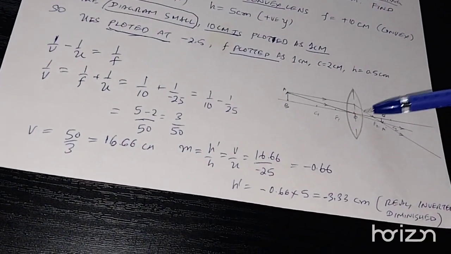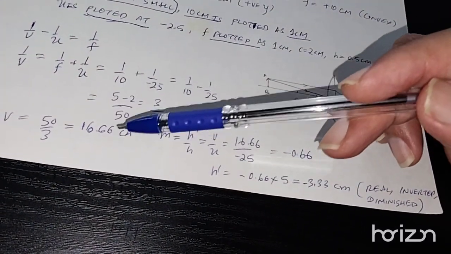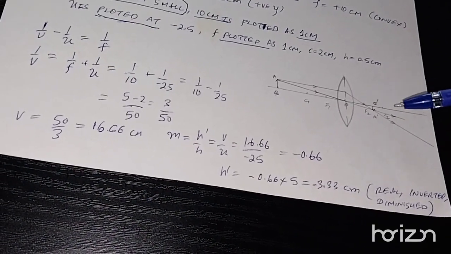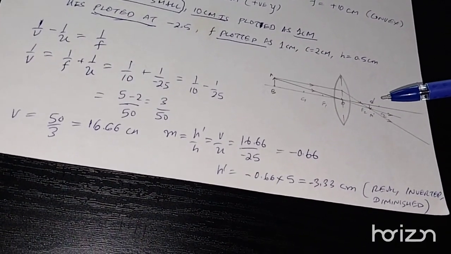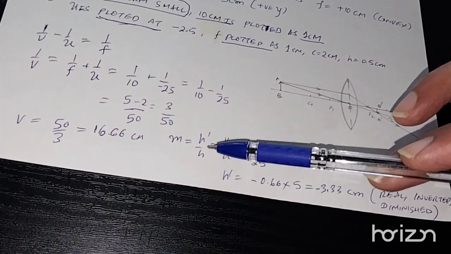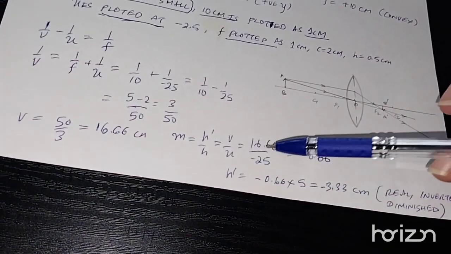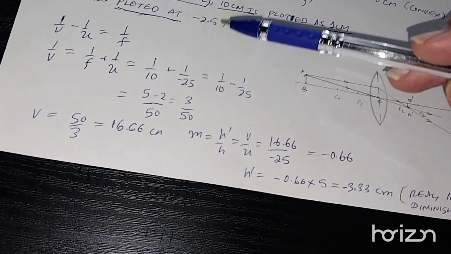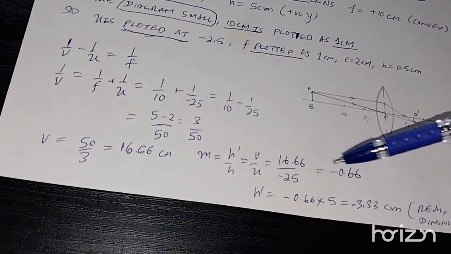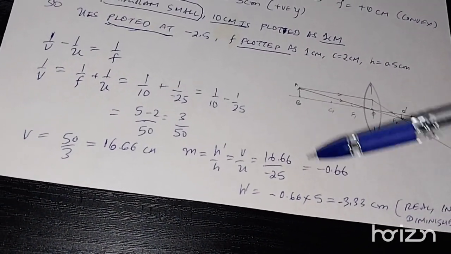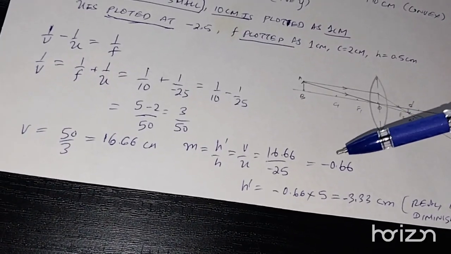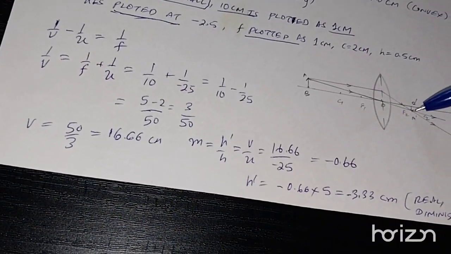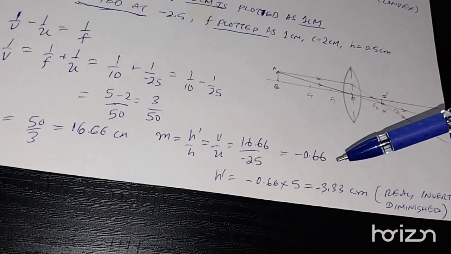So as you can see, the image is formed along the positive x-axis. It is positive 16.66 centimeter. What is the magnification? It is h dash by h, that is equal to v by u, where v we have calculated to be 16.66 and object distance is minus 25. That is equal to 16.66 by 25. If you take the calculator and work this out, you will get minus 0.66, which means it is a smaller image. Minus means it is inverted also, right?